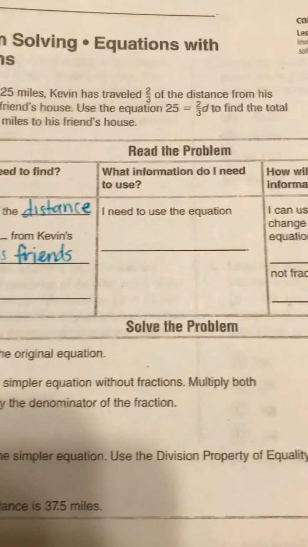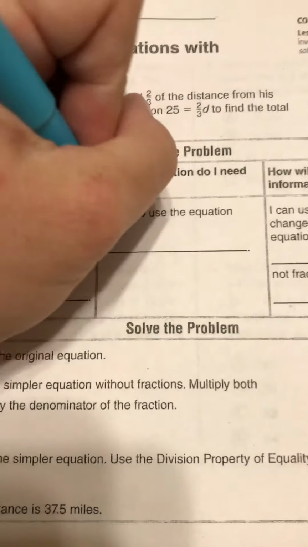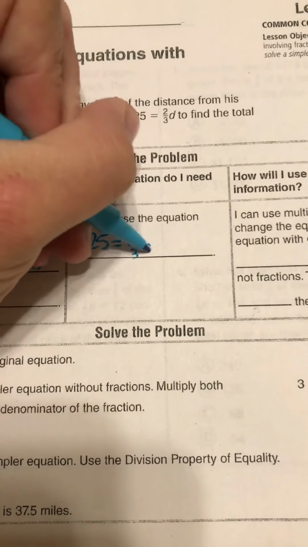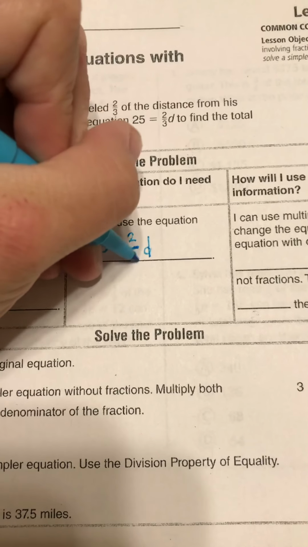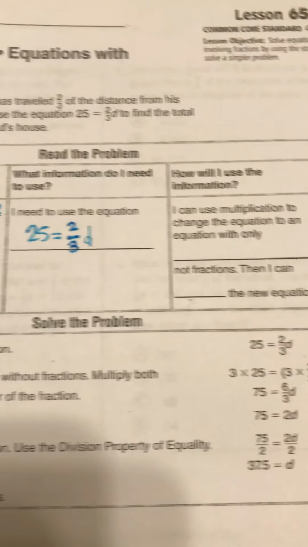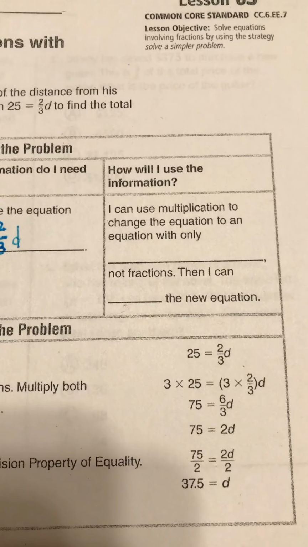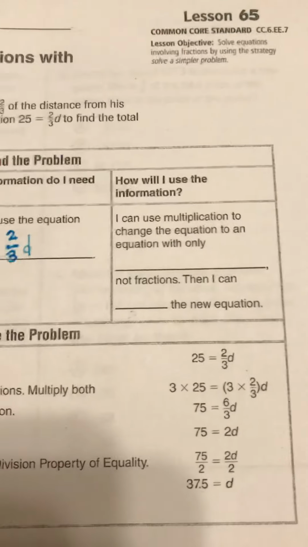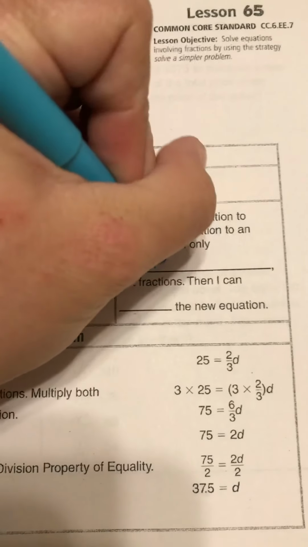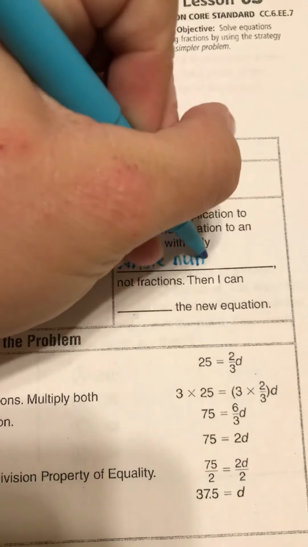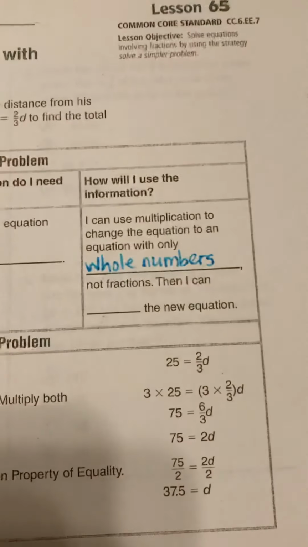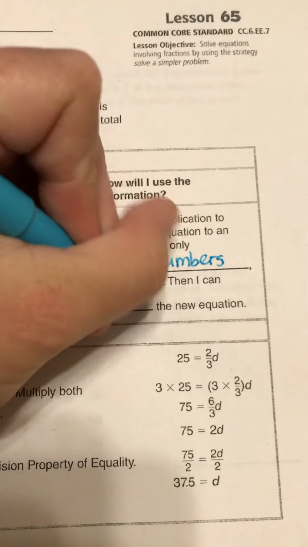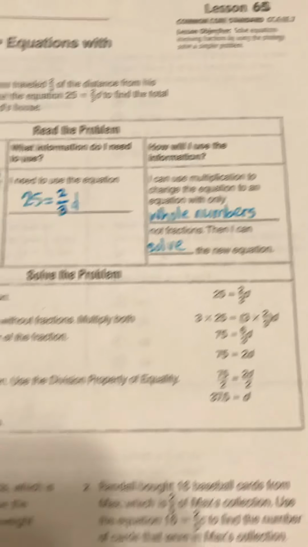Okay, and then I need to use the equation 25 equals 2/3 times d. My pen is a little sad today. All right, and how do I use the information? I can use multiplication to change the equation to an equation with only whole numbers, not fractions. Then I can solve the new equation. All right, awesome. Let's see the example they gave for us.